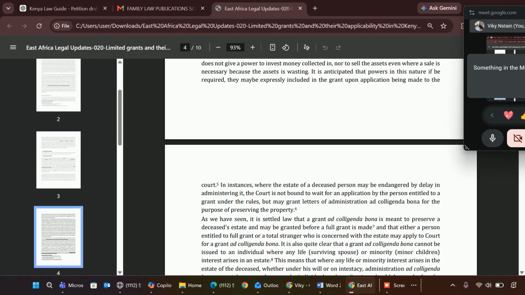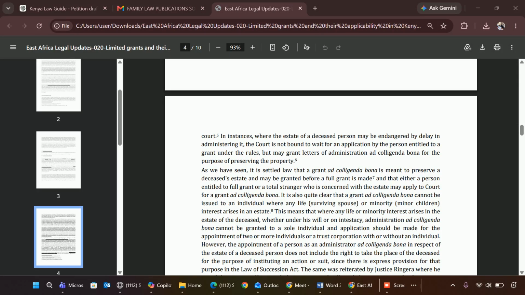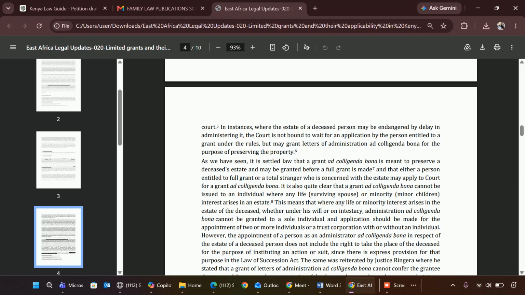In instances where the estate of a deceased person may be endangered by delay in administering it, the court is not bound to wait for an application by the person entitled to grant under the rules, but may grant letters of administration ad colligenda bona for the purpose of preserving the property. Therefore, it is settled law that a grant ad colligenda bona is meant to preserve a deceased estate and may be granted before a full grant is made, and that either a person entitled to a full grant or a total stranger who is concerned with the estate may apply to court for a grant ad colligenda bona.